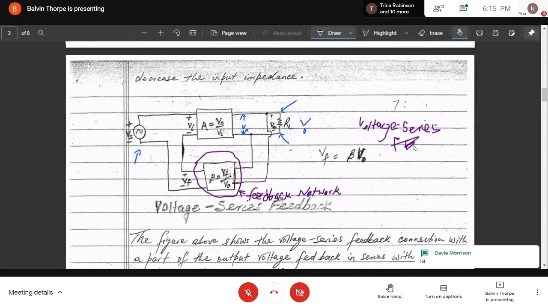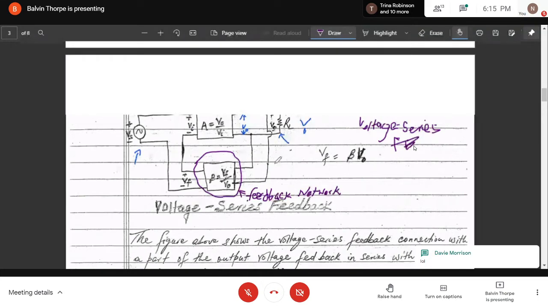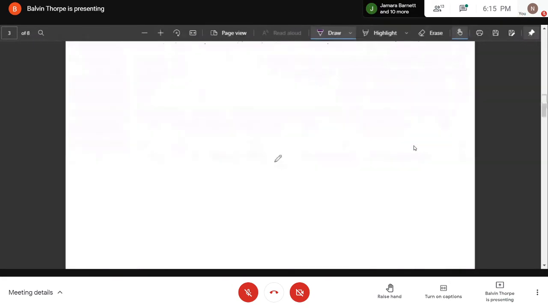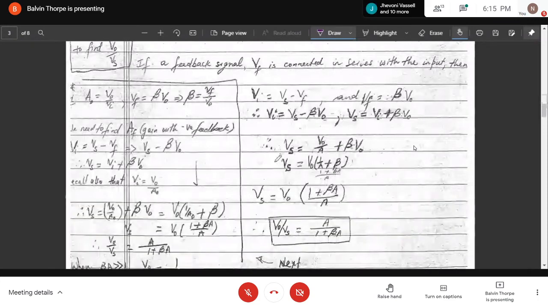A voltage shunt network, on the other hand, has the same connection, with the output voltage being fed to the input of the feedback network. But with the connection over here for voltage shunt, the feedback quantity will be in parallel with the input quantity. So this is what we look at next.